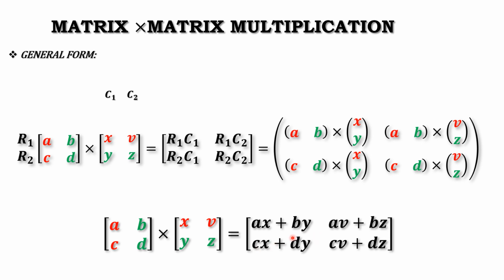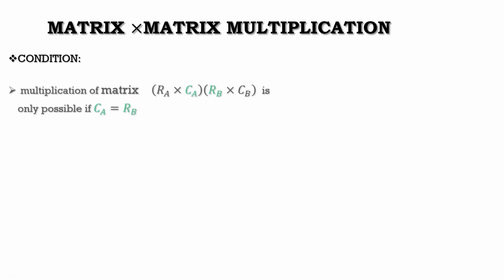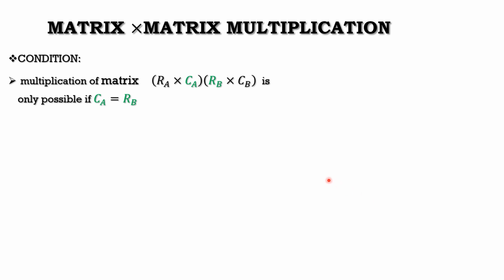Then you sum the results together. The same applies to this one, color red, color green. Then you sum the results and get a scalar. So let's look at the condition for multiplying matrices.